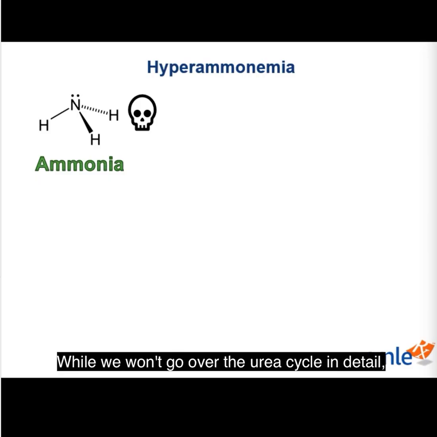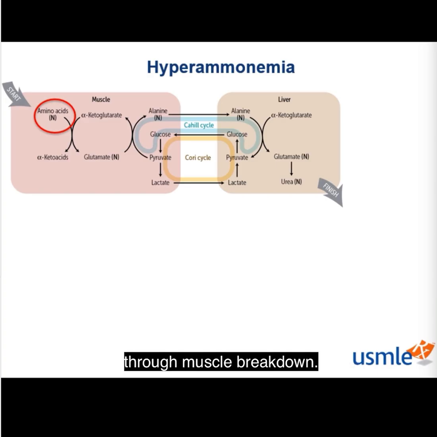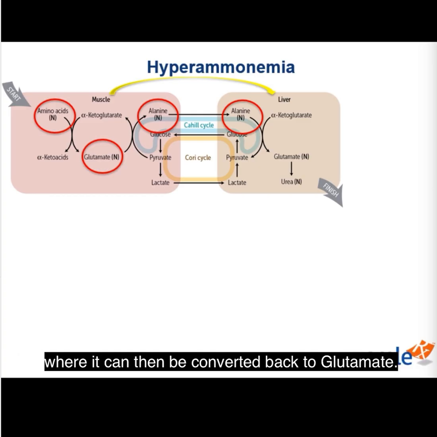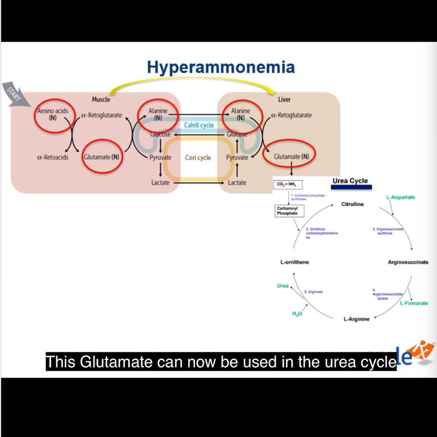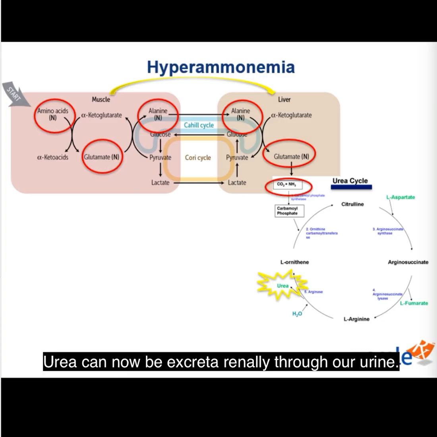While we won't go over the urea cycle in detail, I do think it's important to understand this picture here. Ammonia is synthesized by amino acids through muscle breakdown. It is then converted to glutamate, which is then converted to alanine, and alanine serves as a shuttle and can be transported from the muscles to the liver, where it can then be converted back to glutamate. This glutamate can now be used in the urea cycle, and will eventually form urea. Urea can now be excreted renally through our urine.